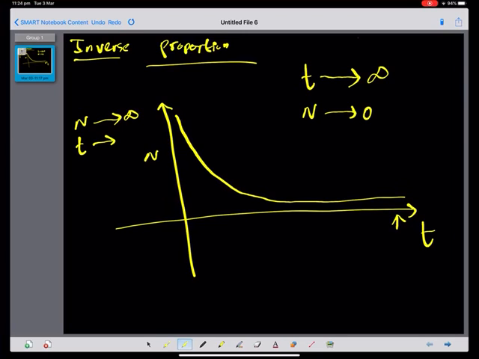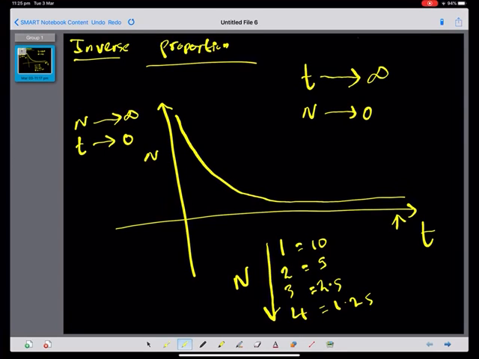T goes to 0. So if one person takes 10 days, 2 people take 5, 3 people take 2.5, 4 people take 1.25. Can you see this n is increasing and t is decreasing? Okay, so let's have a look at our problem again.